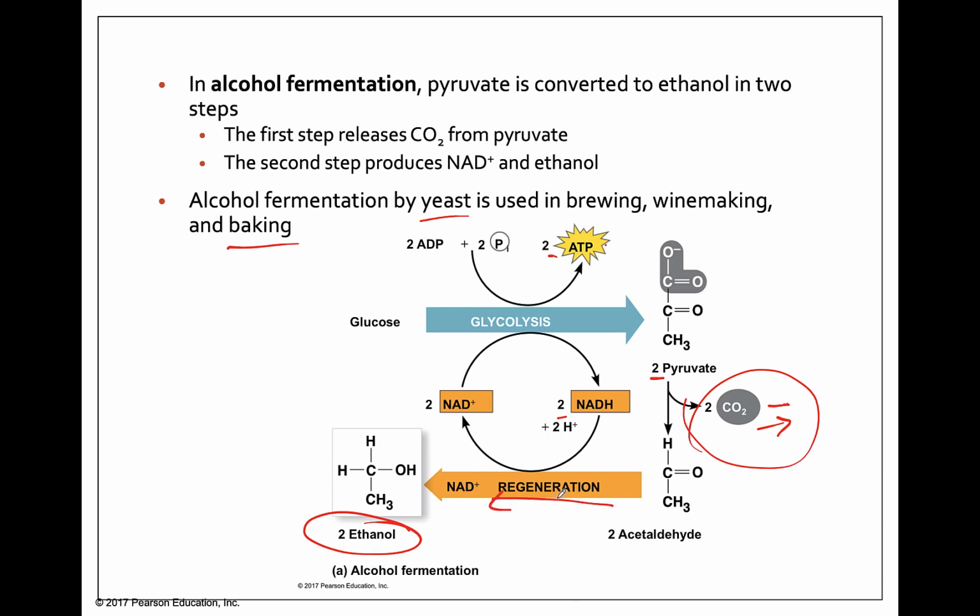And in that process, we are going to use the energy in NADH to transform it into ethanol, and that's going to regenerate NAD+ to continue to be used in glycolysis. So as long as this process has glucose, it can continue to make ATP and ethanol and continue to do glycolysis. So the whole point of the fermentation section is to regenerate NAD+ so that glycolysis can keep making ATP.